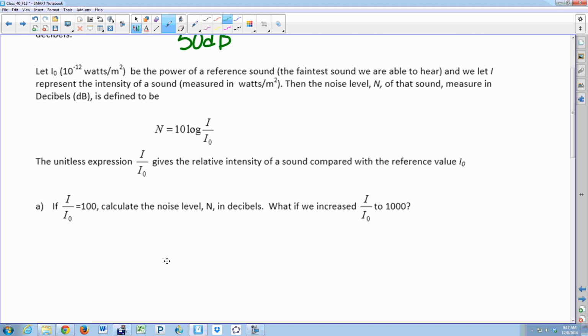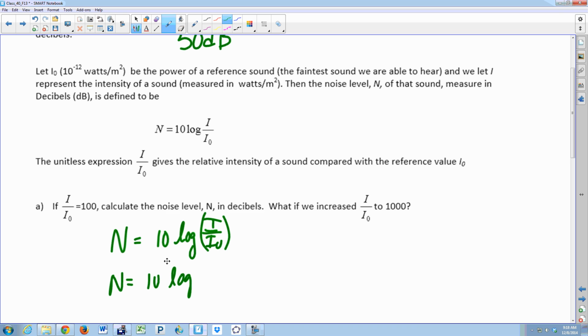So let's see what this means. Suppose I divided by this I sub naught was 100. Let's calculate the noise level in decibels if we say that this ratio is 100. So all we do is we go back to our formula, and where we see I divided by I sub naught, we're going to just substitute in 100. And let's see what we would get for a decibel level there.